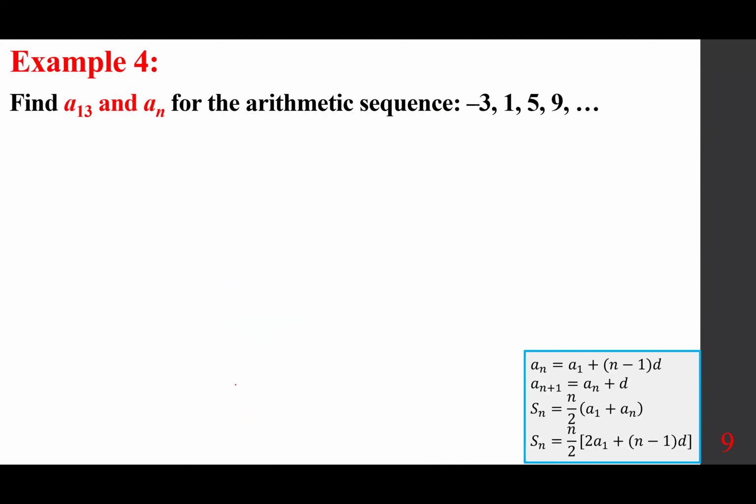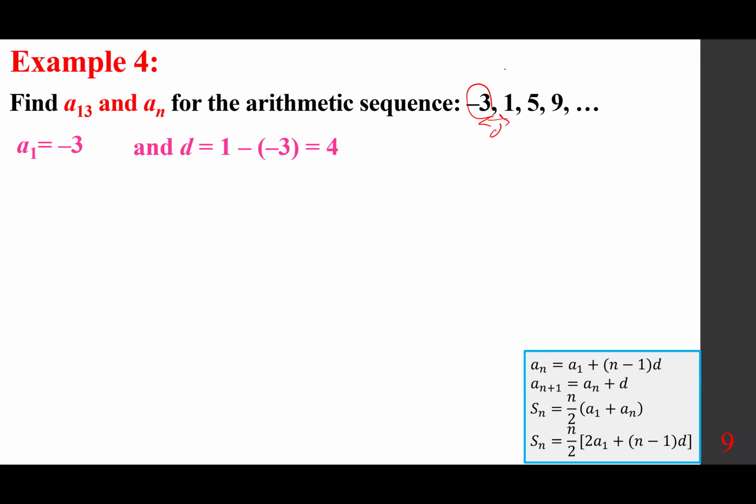Find a sub 13 and a sub n for this arithmetic sequence. So first, let's see what's given. Obviously, this is a sub 1, and their difference would be d. So a sub 1 is -3. So 1 minus minus 3 is 4, 5 minus 1 is 4, 9 minus 5 is 4. So a sub 1 is -3, and the d is 4.